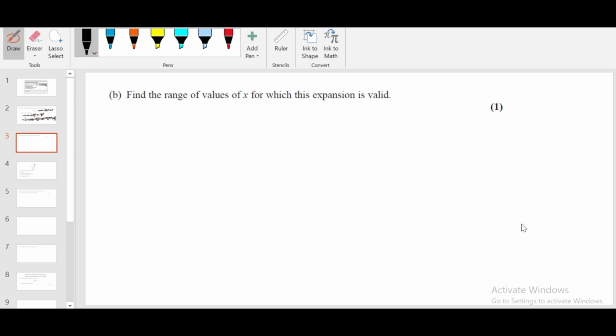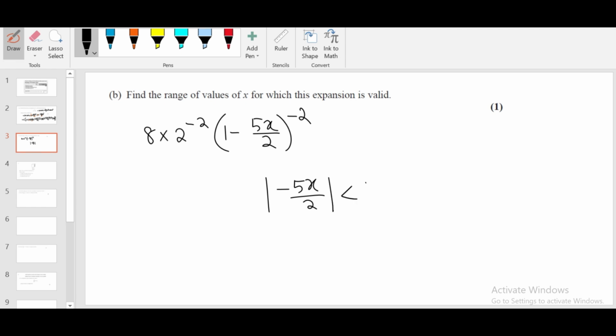Part B says find the range of values of x for which the expansion is valid. We started applying the binomial expansion from this step, right? This is where we started applying it. So take the modulus of the second term is less than 1. That's a condition always. So the modulus of a negative number becomes positive. You can put 5 over 2 outside. Modulus x is less than 1. Bring the 5 over 2 to the other side, becomes 2 over 5. That's all. Just a 1-mark question.